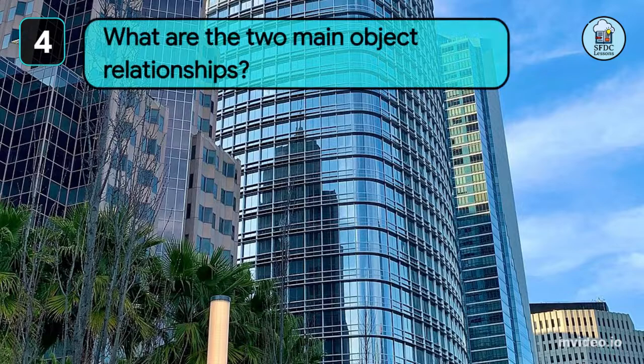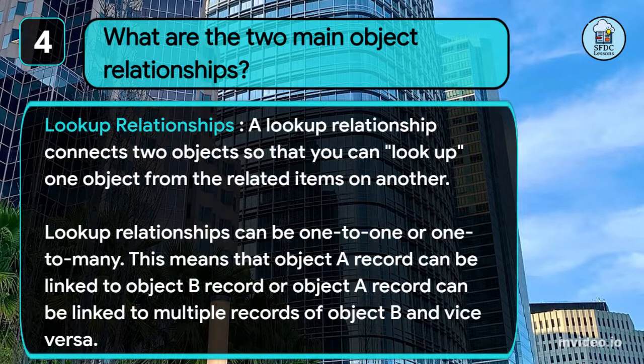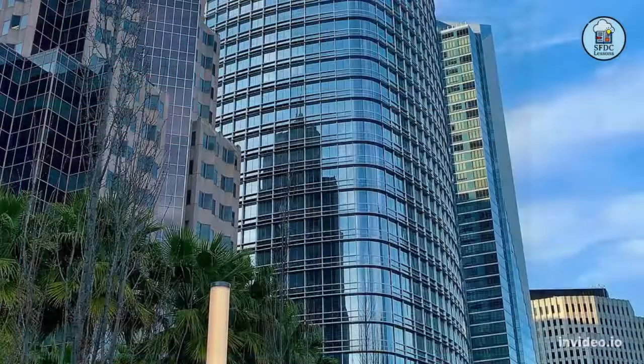What are the two main object relationships? Lookup relationships. A lookup relationship connects two objects so that you can look up one object from the related items on another. Lookup relationships can be one-to-one or one-to-many. This means that an object A record can be linked to an object B record, or an object A record can be linked to multiple records of object B and vice versa.